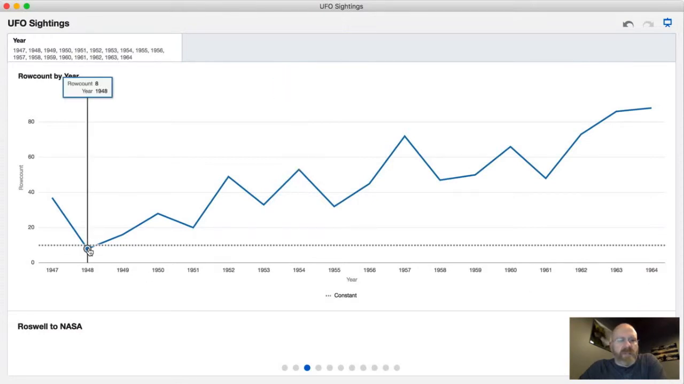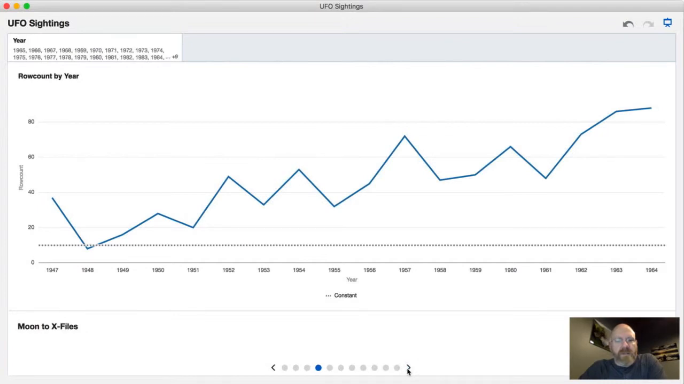We did have a little bit of a dip here in 1948 after Roswell, actually a little bit lower than the prior year. So in the year of Roswell the count went to 37, then dipped back down to 8. But you see it steadily progress over time up to a high of 88 in 1964.